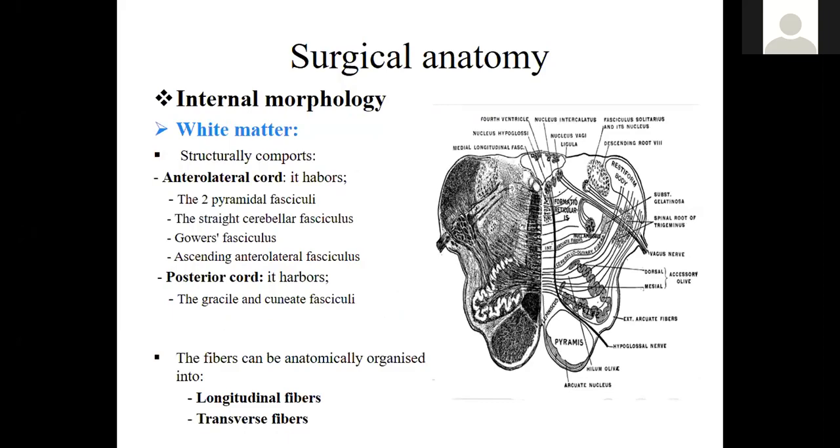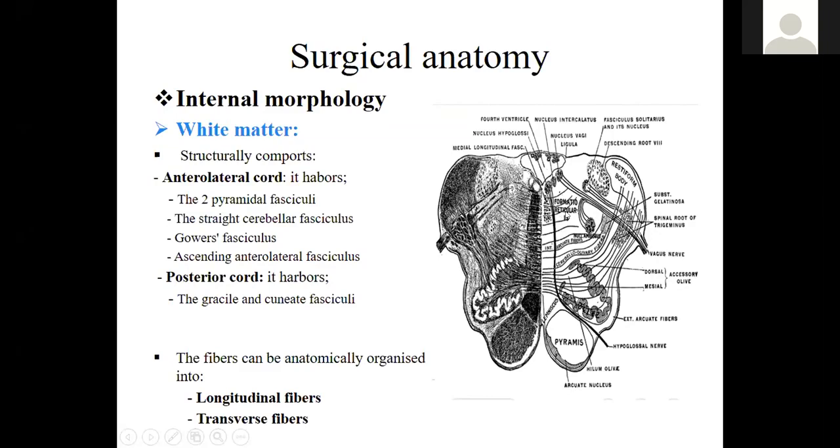Talking about the white matter of the medulla oblongata, it structurally comprises an anterolateral cord which harbors the two pyramidal fasciculi, the Gower's fasciculus. Posteriorly, we have the ascending anterolateral fasciculus, and then the posterior cord on both sides, which harbors the gracile and the Kugnet nuclei. Fasciculus solitarius, the gracile and Kugnet nuclei not well represented here.